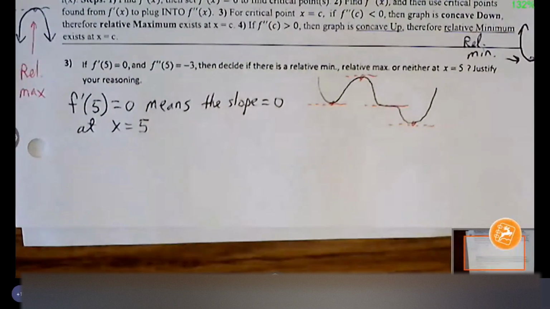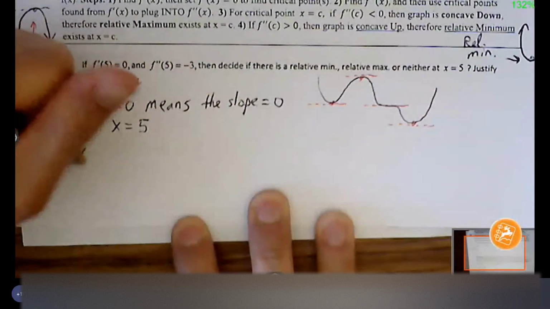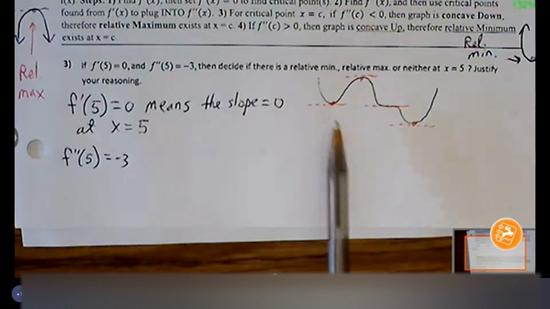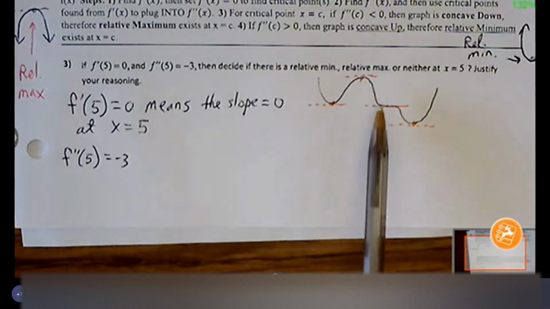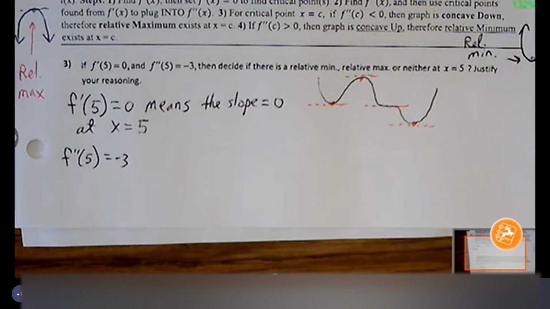So this is where the second statement is going to help us out. It says f double prime of 5 is equal to -3. So we have some additional information about what's happening around this point to help us narrow down which relative extrema we're looking at.